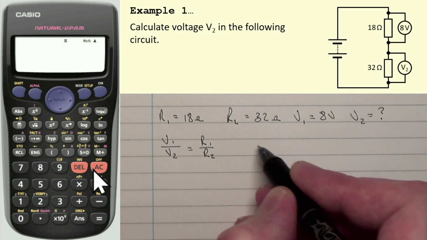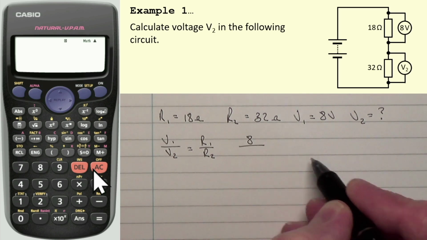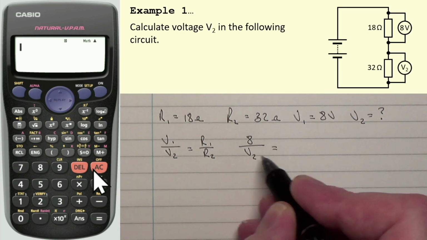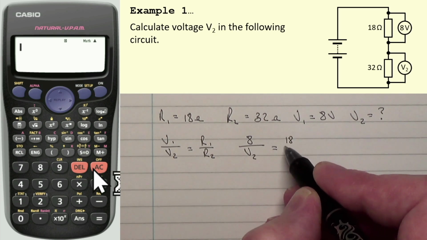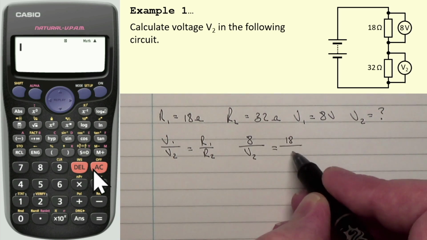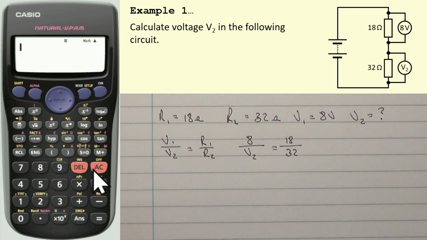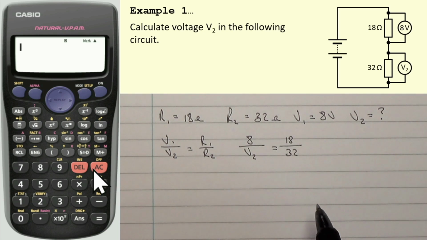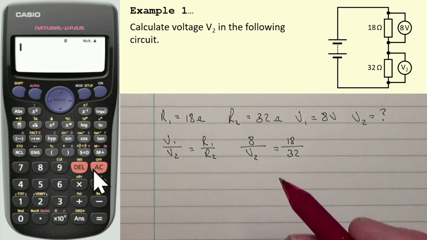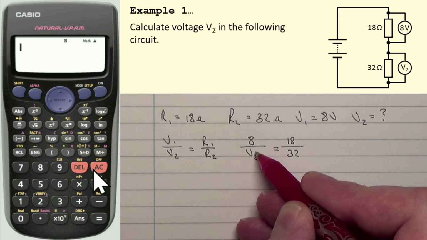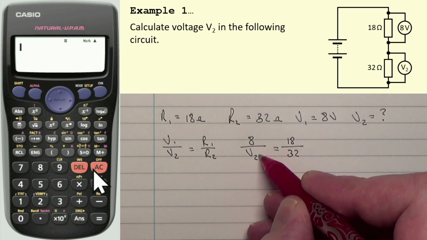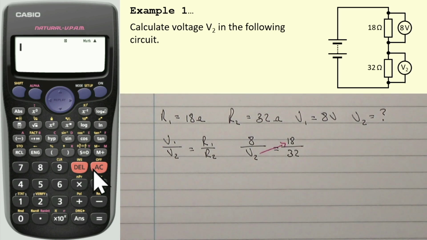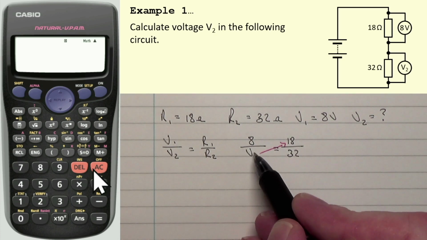So let's see, V1 is 8. Divide that by V2, I didn't know what that was, so I just call it V2. And that's equal to R1, which is 18, divided by R2, which is 32. And as I said, that would give me 1 mark for the equation, 1 for the substitution. Next, I will have to rearrange at this stage. I want to find V2, so that's why I'm going to multiply the bottom left times the top right first, so that I get V2 as the subject of the equation.